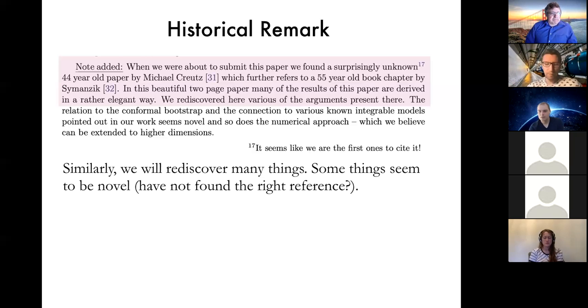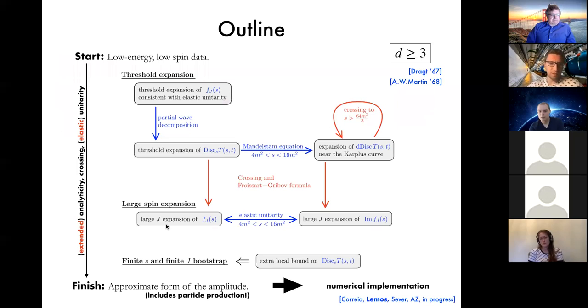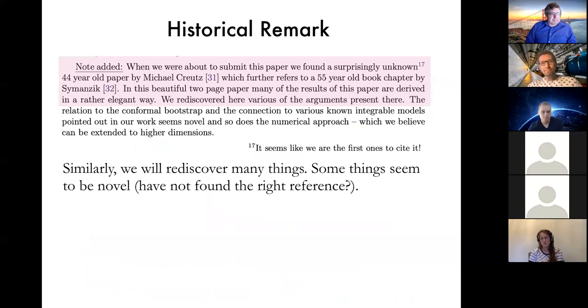The argument will be based on these things: extended analyticity, crossing, and unitarity. And it's quite neat. So I hope maybe I'll tell the argument and you will tell me. Ask me again. Okay, cool.